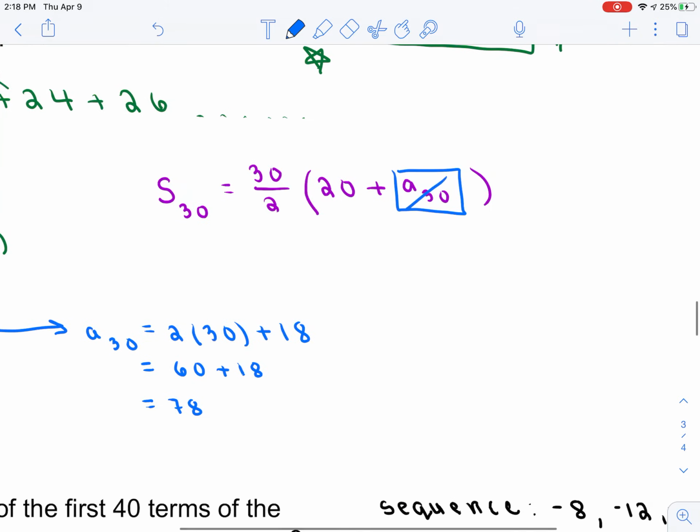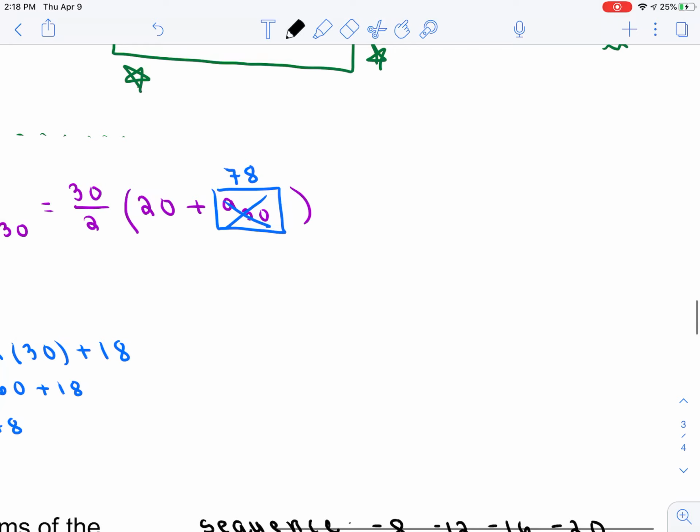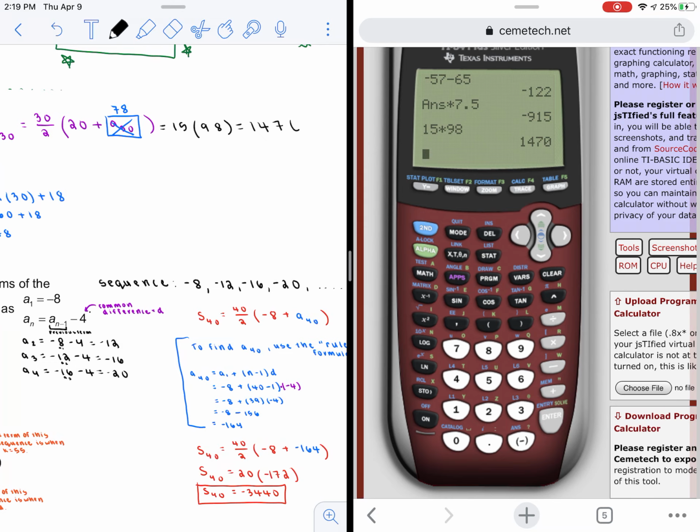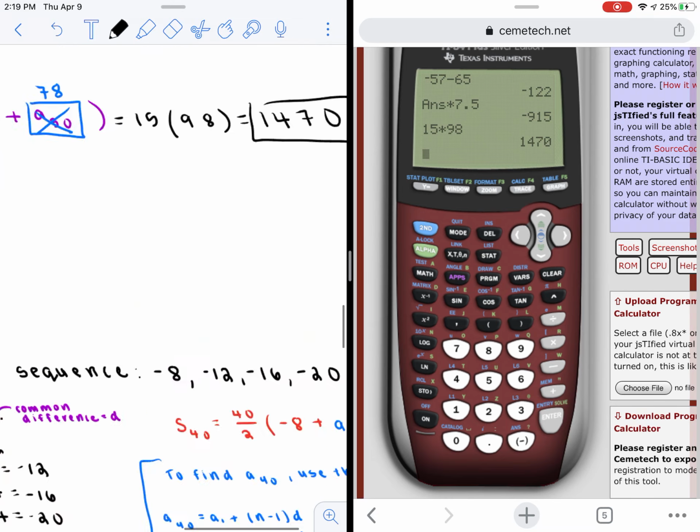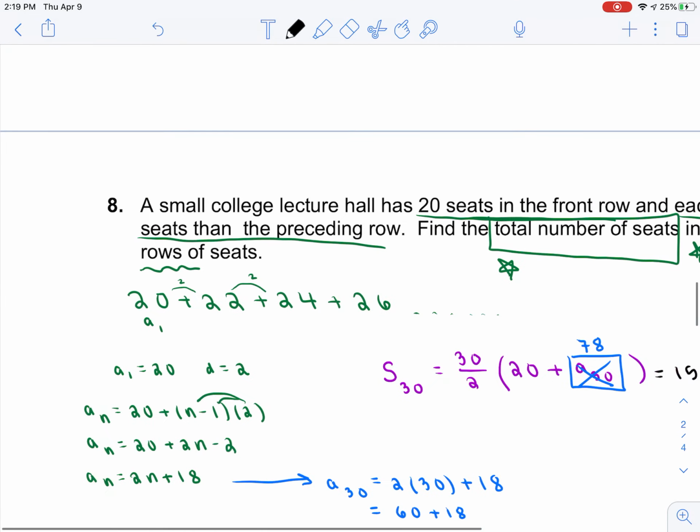And then the second part of this answer would be filling in this value of 78 and then finding the total number. So if I simplify, I have 30 divided by 2, 15, times 98. And then I can use my calculator to find what that quantity is. 15 times 98, I'm getting 1470 as my final answer. So that concludes today's notes.